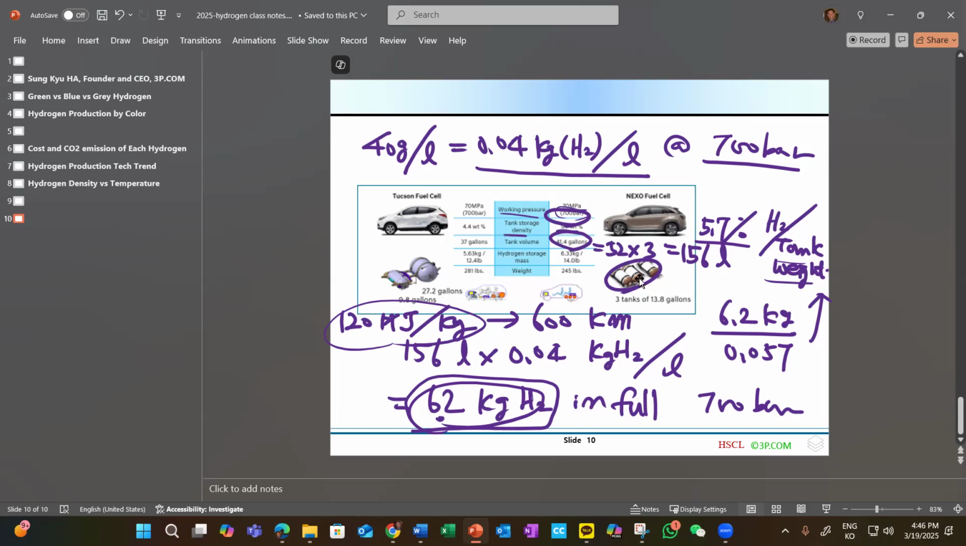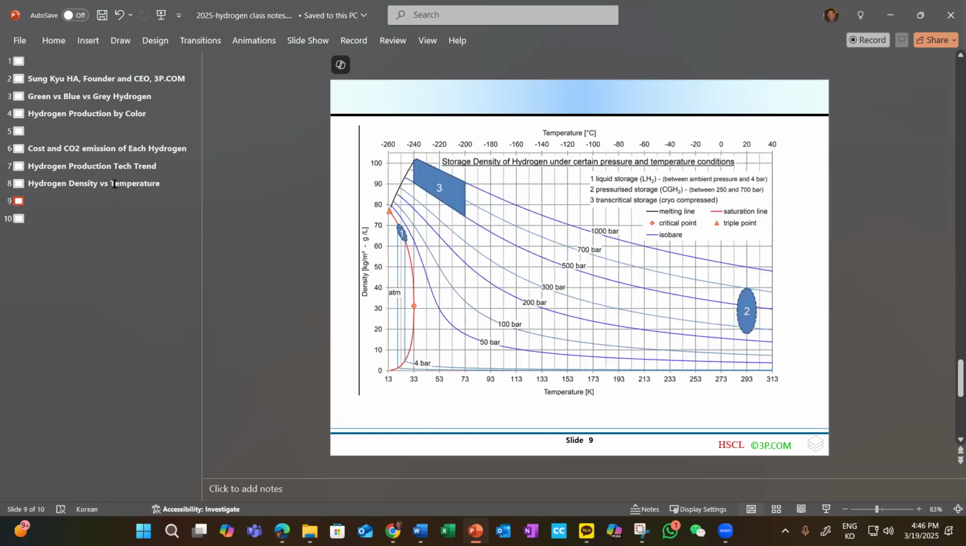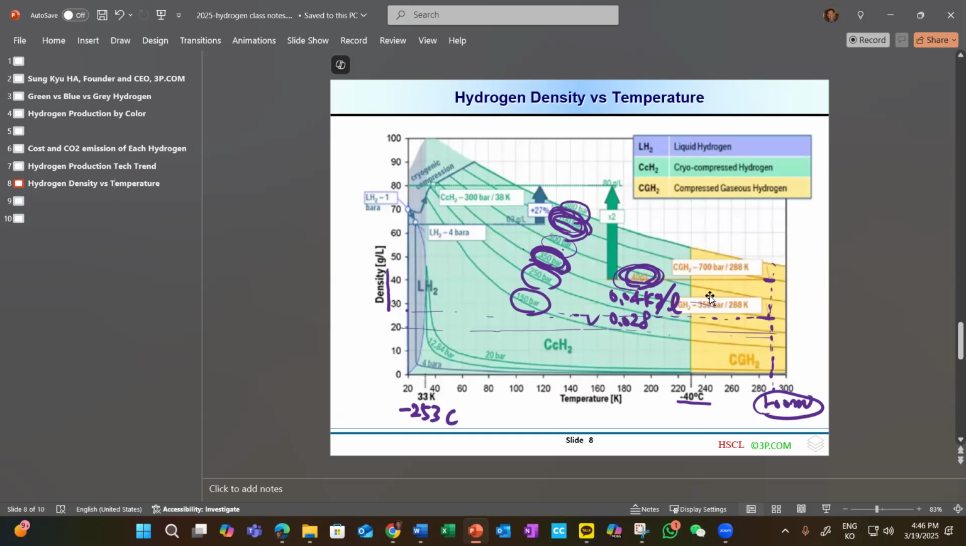Now, if you are a designer of the hydrogen storage tank as an engineer at Hyundai or so, now you can get the idea of how much the tank weighs, how much hydrogen gas can be stored, how much distance we can run. Of course, there will be some efficiency losses, but this is a rough idea, and then you get all the numbers related to it. So that's why this number, 4.04 kilograms per liter at 700 bar, is important.